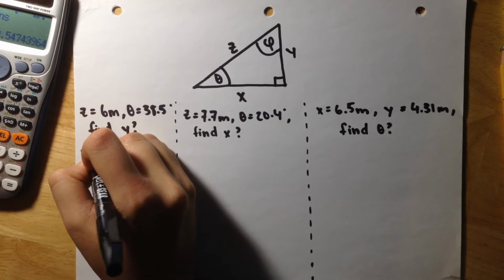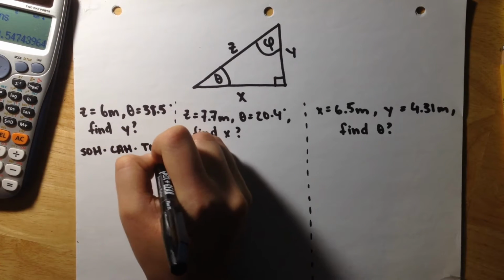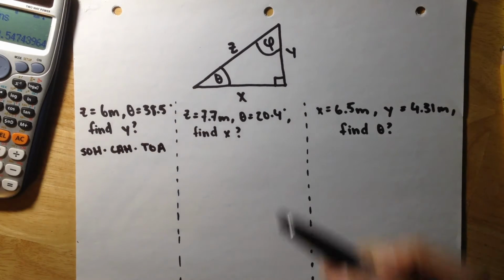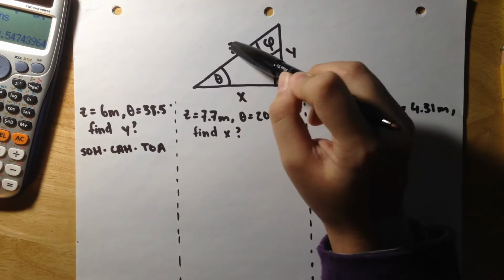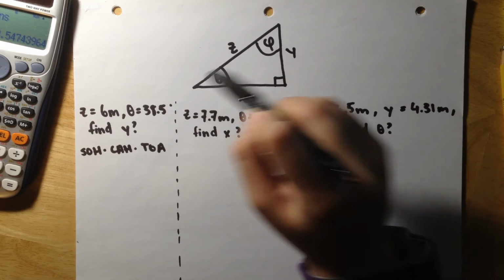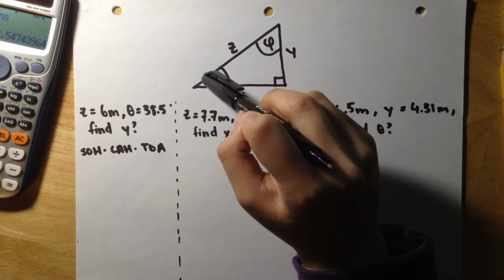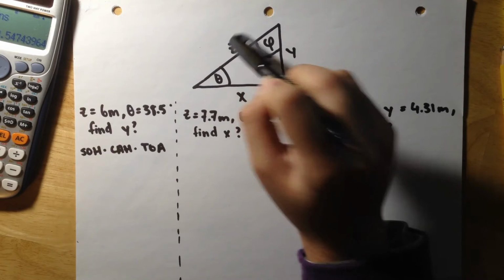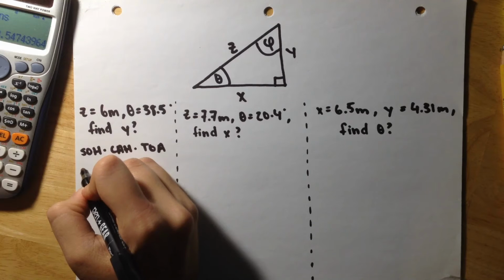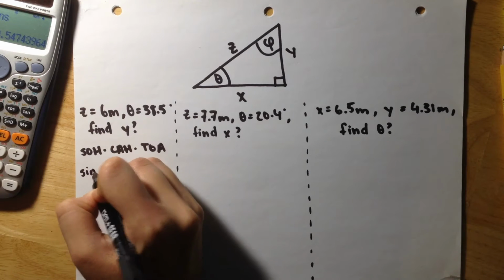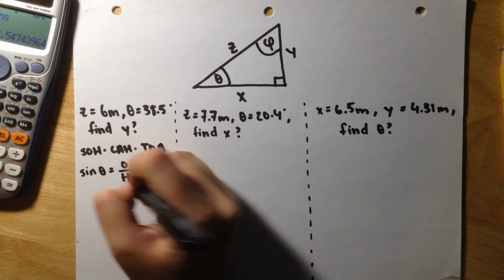So SOH CAH TOA. So we have theta, and we have a side, we have the hypotenuse, and we need to find y, which is the opposite side from theta. So we need a proportion that uses opposite and hypotenuse, and that is sine. So sine of theta equals the opposite over hypotenuse.